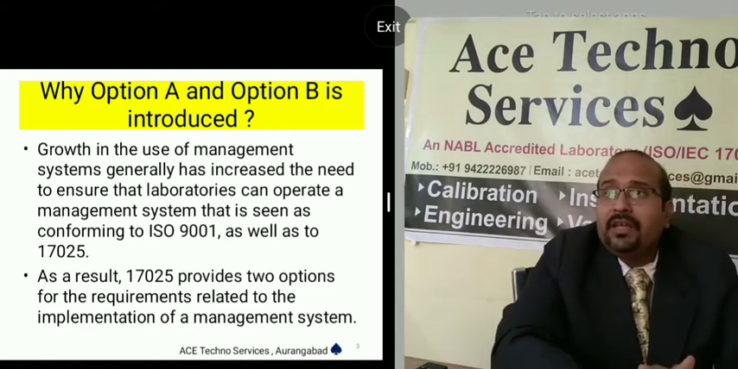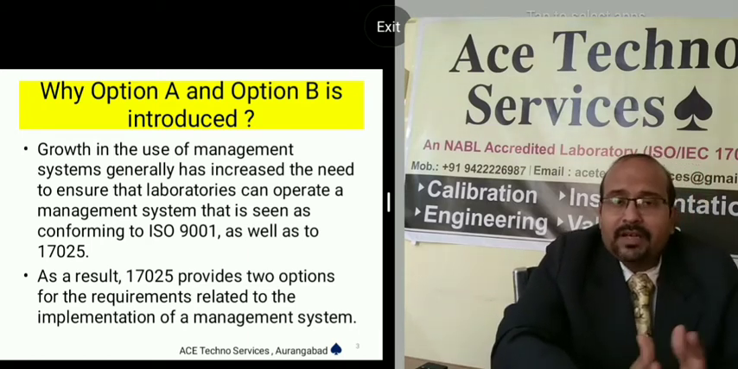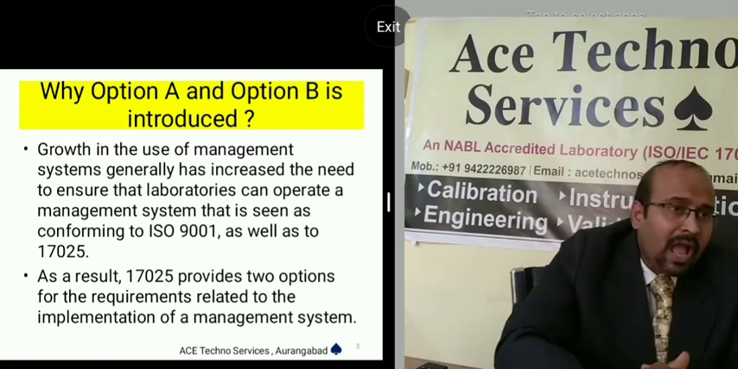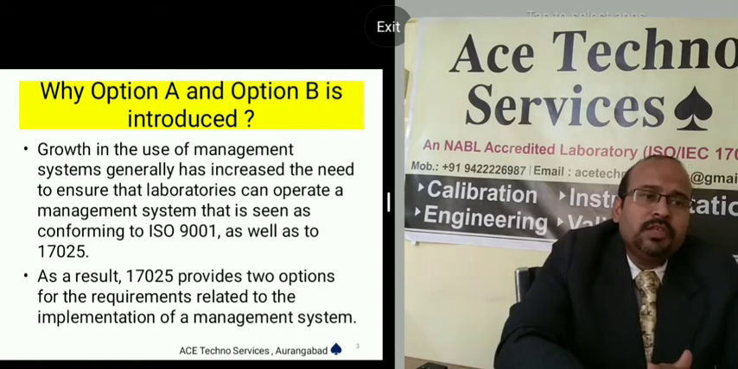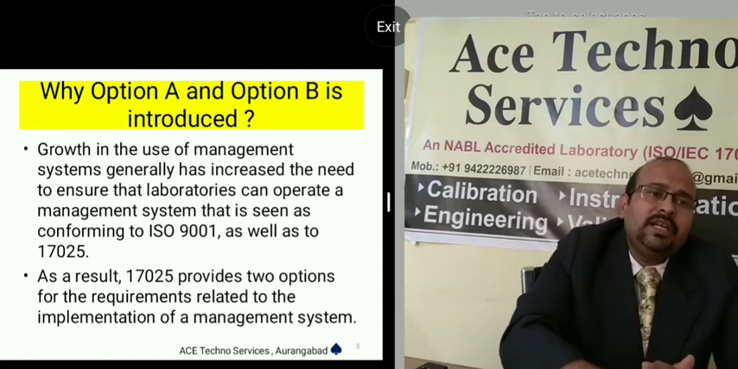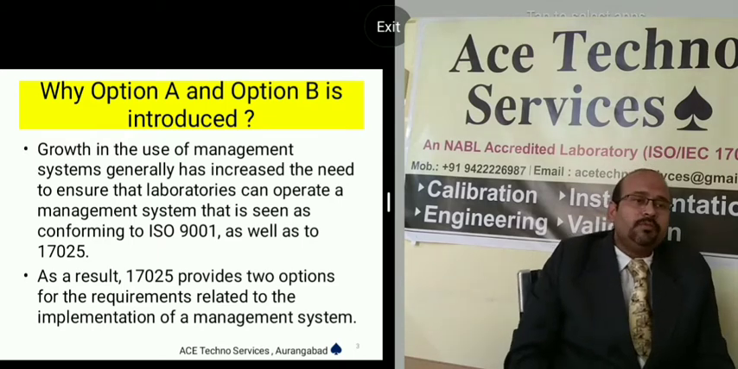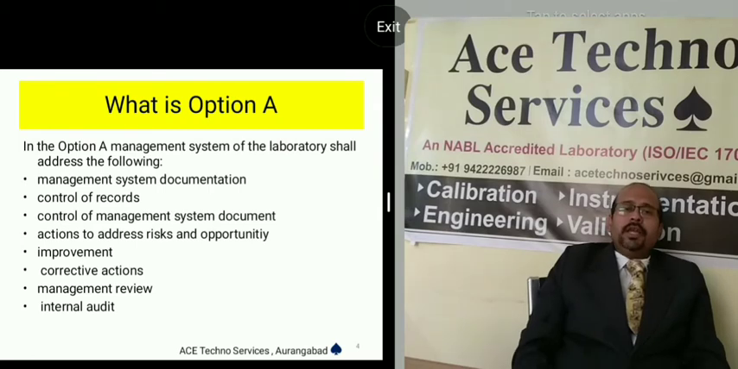However, to what extent this can actually happen or be implemented, we will only see in the near future. As a result, 17025 provides two options for requirements related to implementation of the management system. The number one is option A.